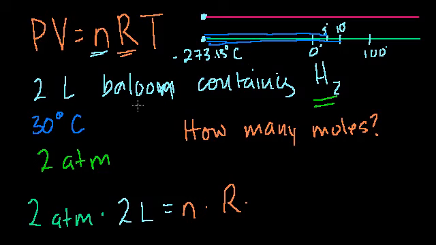And that's why they came up with the Kelvin scale, because in the Kelvin scale, absolute 0 is defined as 0. 0 Kelvin.